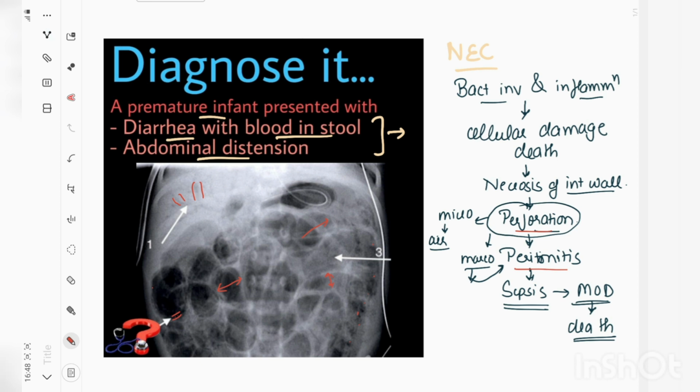And the interesting things are the recent treatment modalities. These include the probiotics that can be used, the nitric oxide production inhibitors, and the carbon monoxide. These things are currently under trial phase for the treatment of this necrotizing enterocolitis. So this is all about necrotizing enterocolitis.